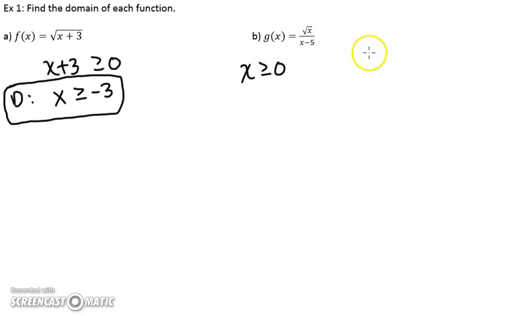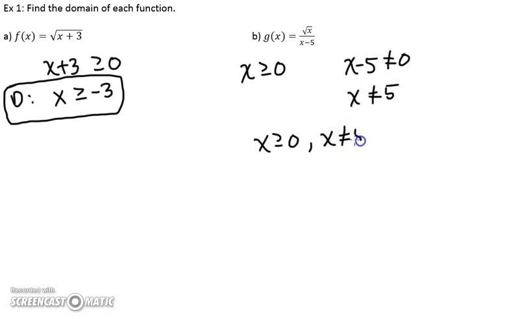That one's done. Now we need to make sure that our denominator, x minus 5, is not equal to 0. So to solve that, just add 5 to each side. So x cannot equal 5. So our domain is going to be all x greater than or equal to 0 with x not equal to 5. Right? If we plug 5 in here, we're going to divide by 0, and that's going to be a problem. So all x greater than or equal to 0 except x equals 5.